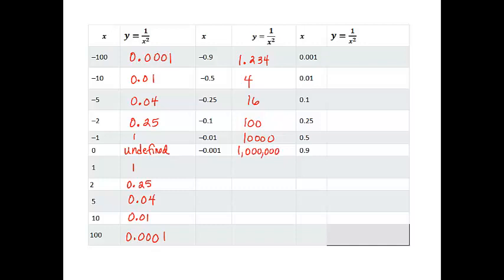Now notice we're going to get the same value when we plug in the positive number. So 1 divided by 0.001 squared is going to be 1 million. 1 divided by 0.01 squared is 10,000. 1 divided by 0.1 squared is 100. 1 divided by 0.25 squared is 16. 1 divided by 0.5 squared is 4. And 1 divided by 0.9 squared is 1.234.